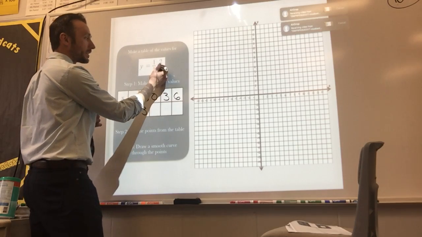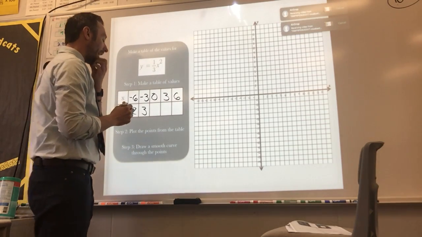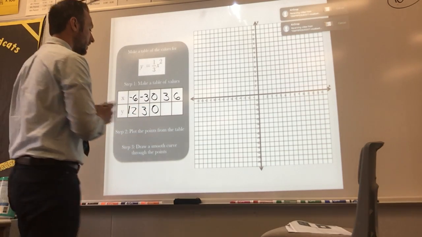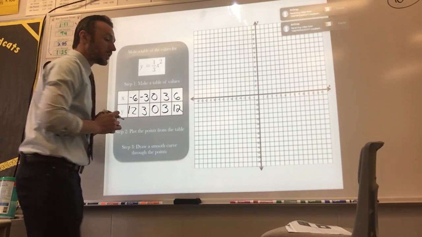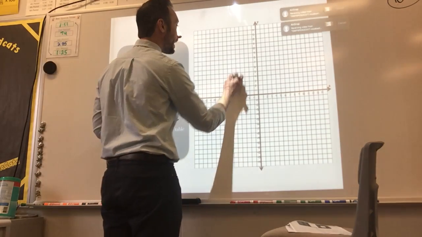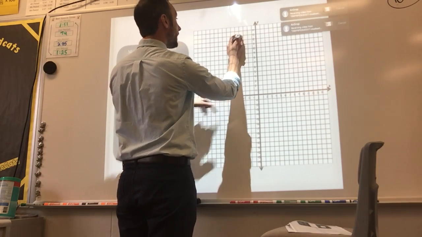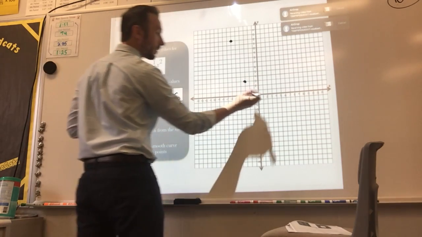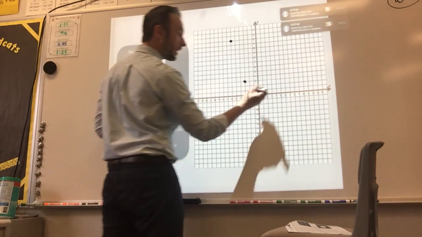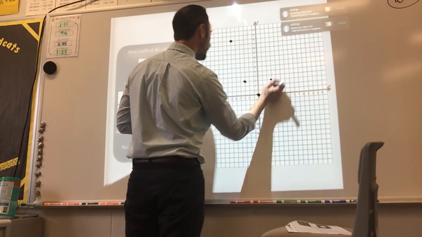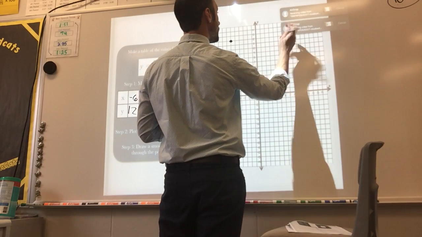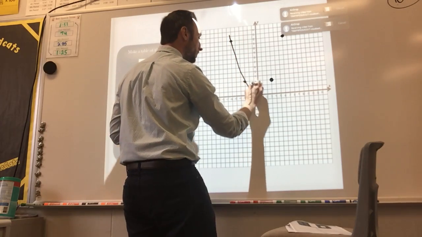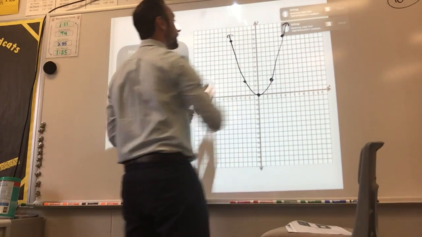Plug in my 0. Well, hopefully we can see that 0 squared would be 0, and 0 multiplied by 1/3 would be 0. So that will be my vertex. Keep it symmetrical down the bottom. So I would have points of (-6, 12), which would be right there, a point of (-3, 3), a point of (0, 0), a point of (3, 3), right there, and a point of (6, 12), which would be right there. And draw my nice U-shaped graph. And there is my parabola.